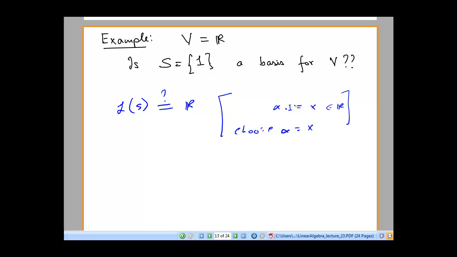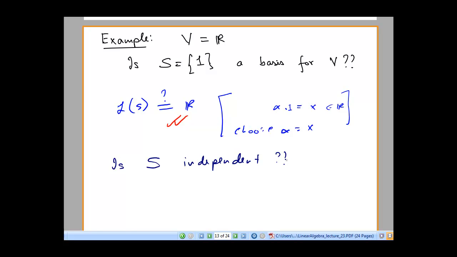Okay? What else do we need? We need that S has to be independent. Is S independent? Well, geometrically we know it's just one vector, so it has to be independent.